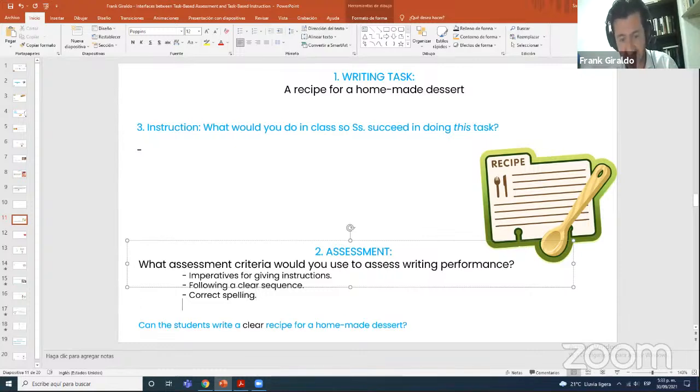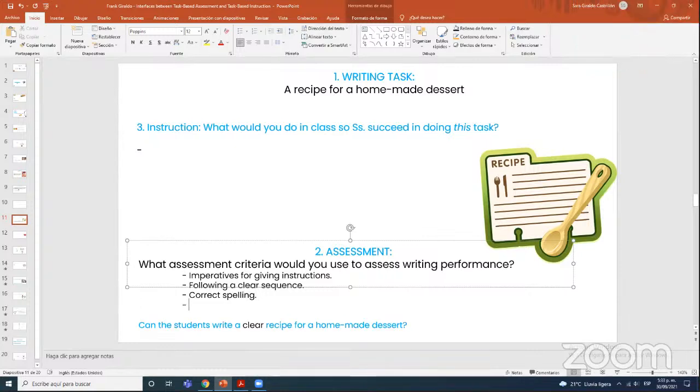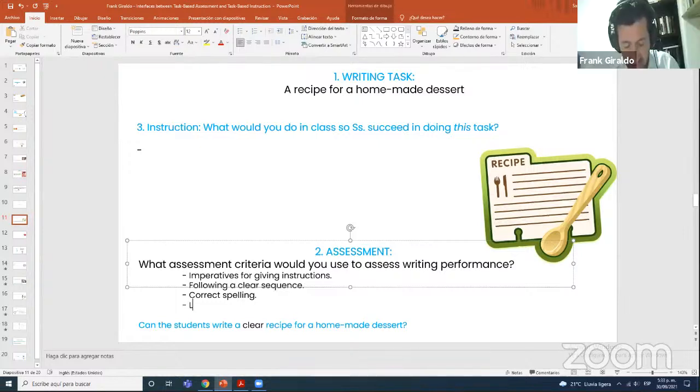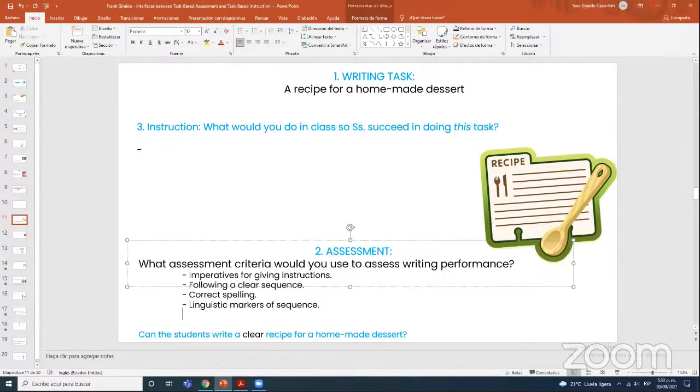Yes, what else? The linguistic elements they use to provide this sequence. Okay, so sequence linguistic again. Markers of sequence. Okay, wonderful. What else? Another comment that says sequence, clear instructions of the task.